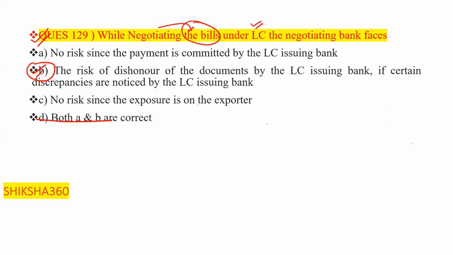If the negotiating bank is not checking all the terms and conditions properly, then a risk arises for the negotiating bank, clear? So the correct answer is option B, that is the risk of dishonor of the documents by the LC issuing bank if certain discrepancies are noticed by the LC issuing bank. Now move to the next question.